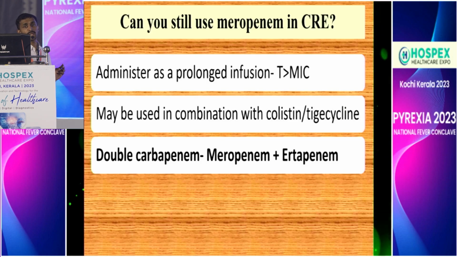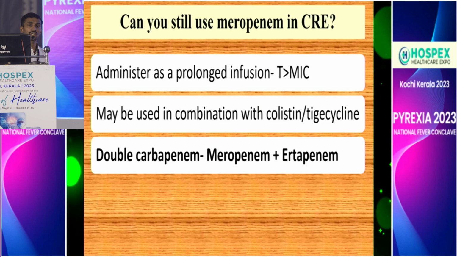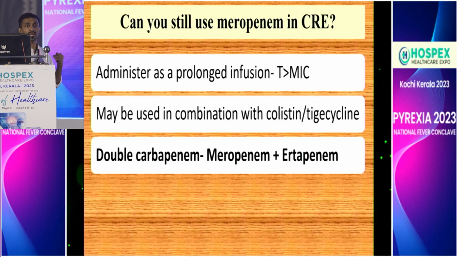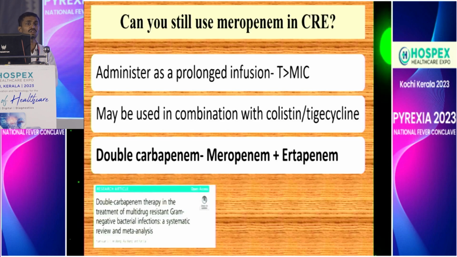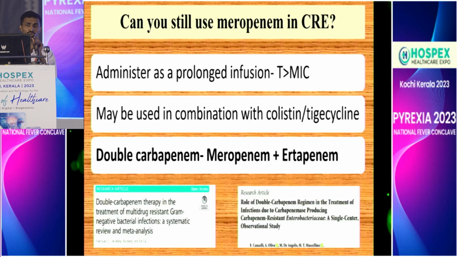When you give meropenem, always try to take advantage of the time above the minimum inhibitory concentration. You give the drug as a prolonged infusion, and then it might work, because the time above the MIC is kept constant. Meropenem can be used in combination with drugs like colistin and tigecycline, and there are even strategies like giving meropenem and ertapenem together. This is especially for the KPC resistance mechanism, where we have some evidence for double carbapenem therapy. But these are only a few special situations where you can use this combination.